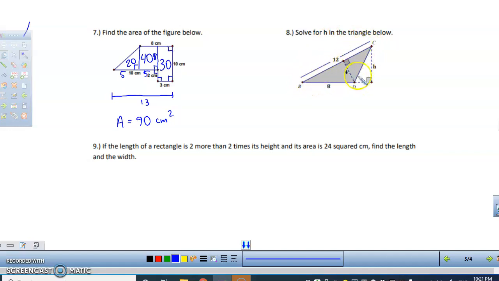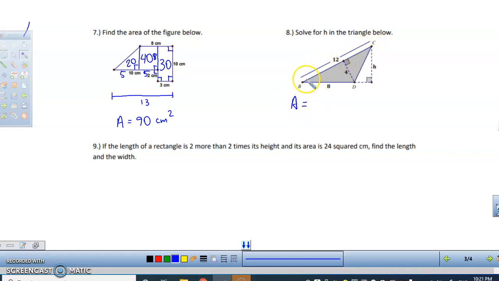Remember, these dashed lines are just indicating perpendicular heights. So I have 2 perpendiculars indicated. That means I could find the area of this shaded triangle in two different ways. So I'm just going to show you what I mean. So let's say I use this perpendicular.